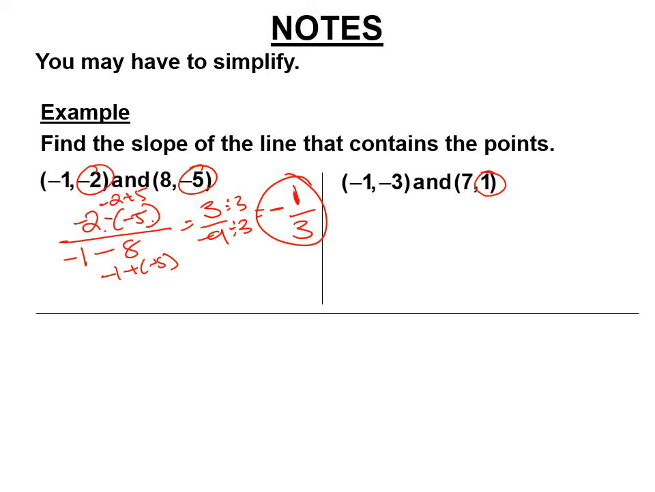All right, here, just to be different, I'm going to start with 1 this time. So we're going to subtract our y coordinates, 1 minus -3. If I start with 1 on the top, I have to start with 7 on the bottom, denominator. So 1 minus -3 is 4. 7 minus -1 is 7 plus 1, 8. We're never leaving it that way. We're simplifying to a slope of 1/2.